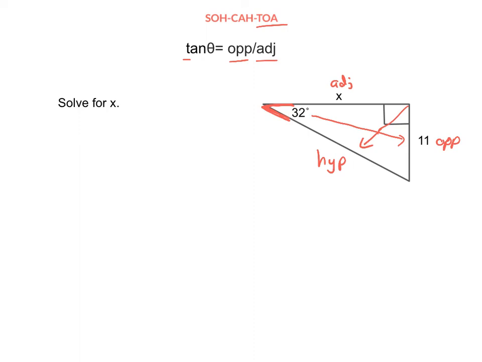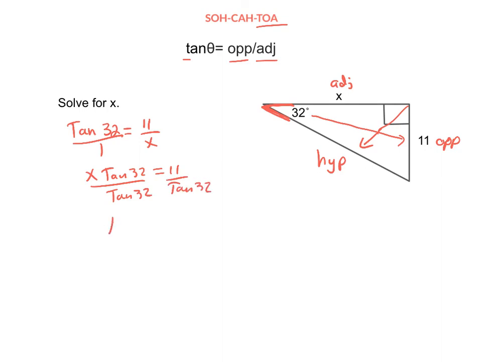In order to solve for x, I'm going to say that the tangent of my angle, which is 32, is equal to the opposite side over the adjacent side. Again, I can put this over 1 to cross multiply. So we have x times the tangent of 32 is equal to 11. Divide by the tangent of 32. And we'll end up with x is equal to 17.6.